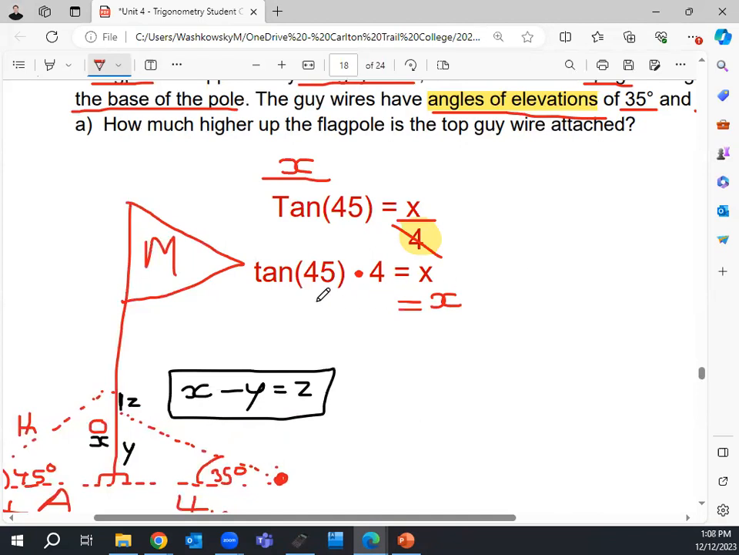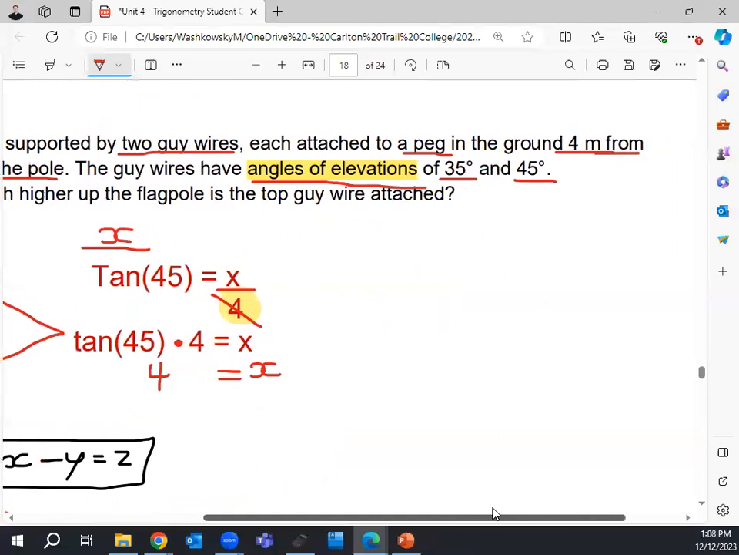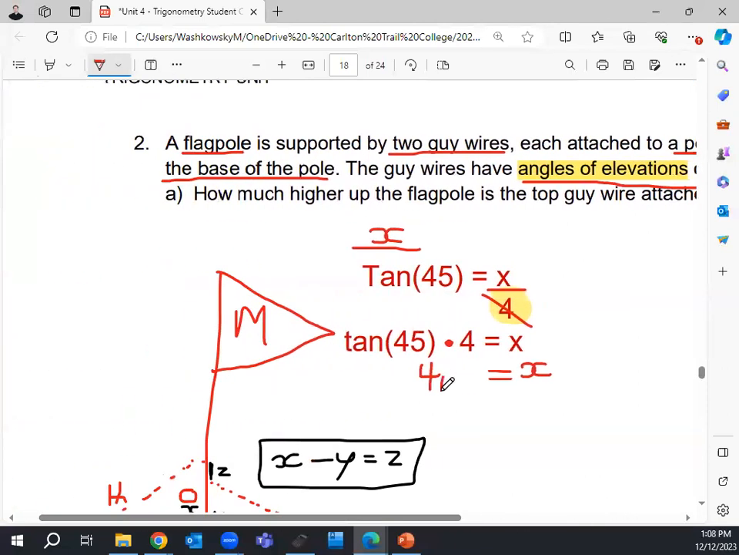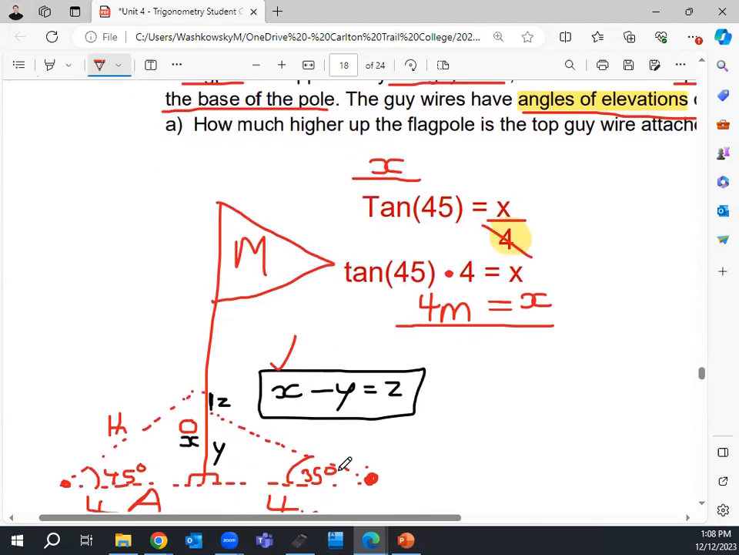And what do you get as an answer? 4. Now, this is probably throwing off some alarm bells in your head because you're like, where's the decimal? If you take tangent of 45, you're going to get 1. So this actually works. That's the right answer. Most people are like, that doesn't seem right. But yeah, it's 4 meters. So I'm going to underline that. That's important. I'm going to check my X. I'm done that.